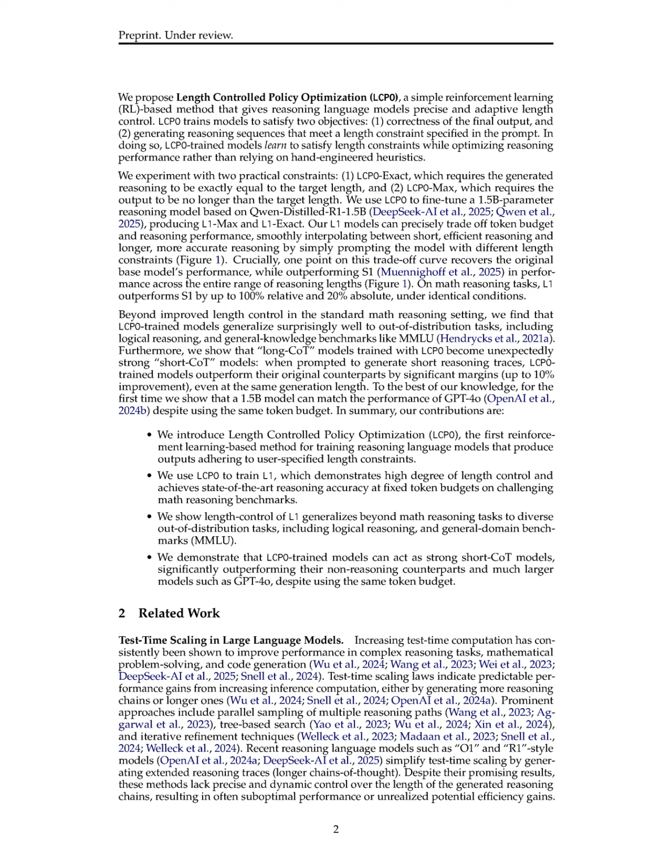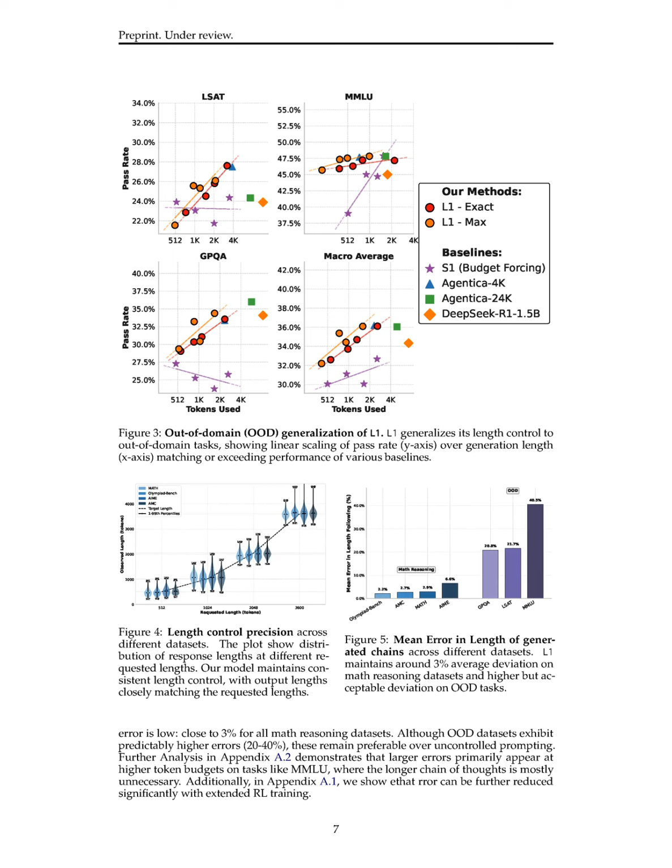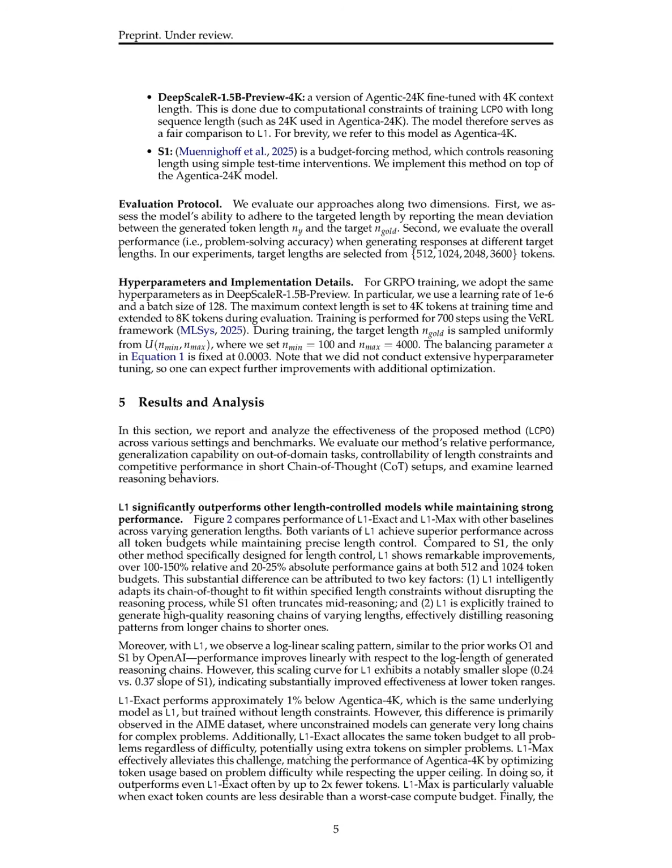The authors achieved significant performance improvements with their length-controlled policy optimization (LCPO) method, particularly with the L1 models. Specifically, L1 outperformed the S1 method by up to 100% relative and 20% absolute on math reasoning tasks under identical conditions. Additionally, L1 demonstrated superior performance across all token budgets while maintaining precise length control, achieving over 100 to 150% relative and 20 to 25% absolute performance gains compared to S1 at 512 and 1024 token budgets.